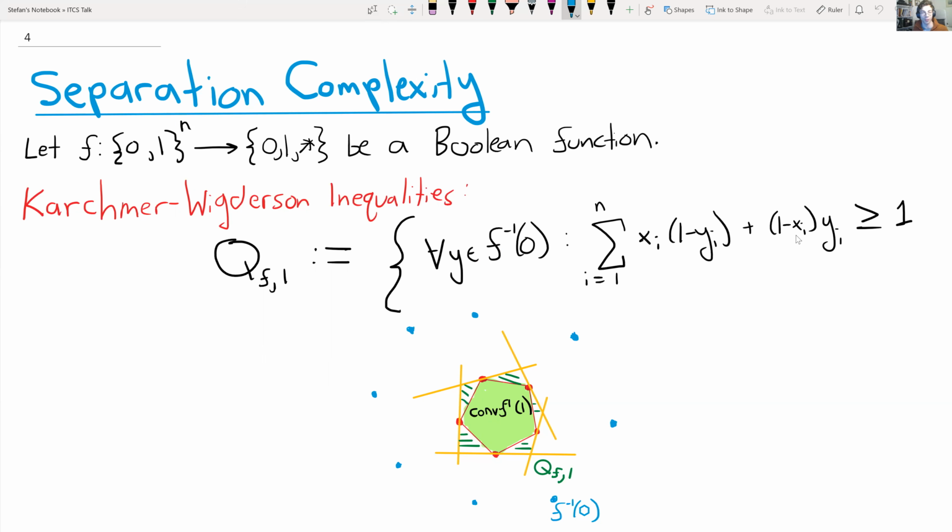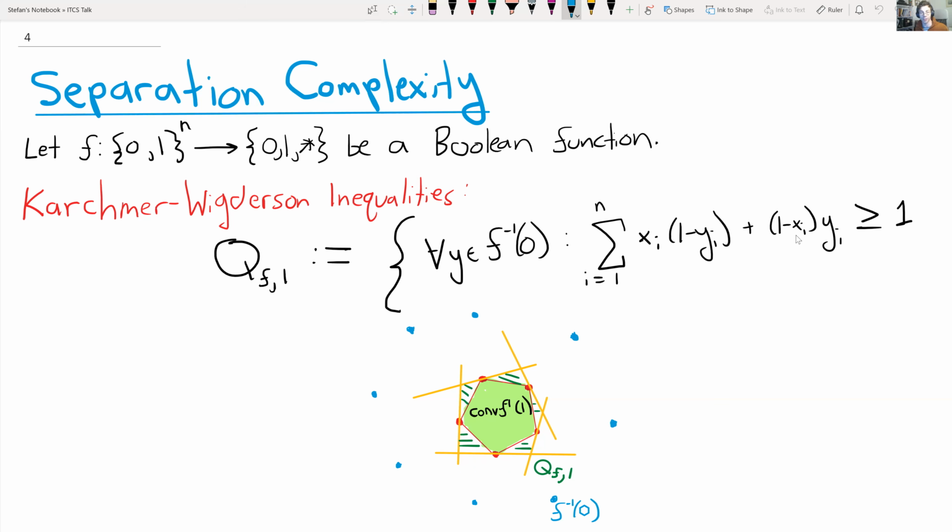So let's define this polytope QF1, where we define an inequality for every 0 of F of this sum from i=1 to n of xi(1 - yi) + (1 - xi)yi is at least 1. Now, on the left-hand side, this is actually equivalent to the Hamming distance between two Boolean strings, x and y. And on the right-hand side, we have at least 1, because any 1 of f is going to have at least Hamming distance 1 from any 0 of f.